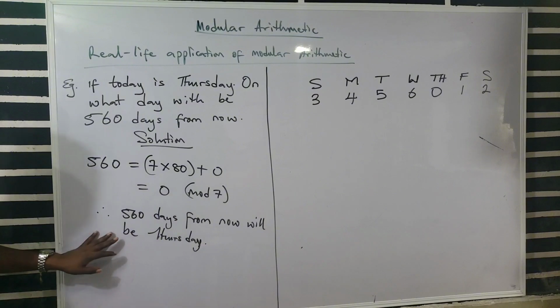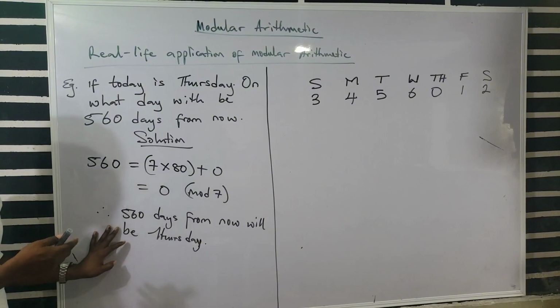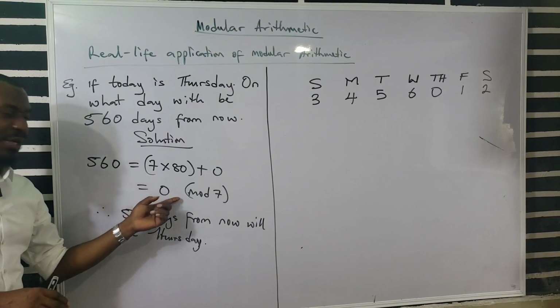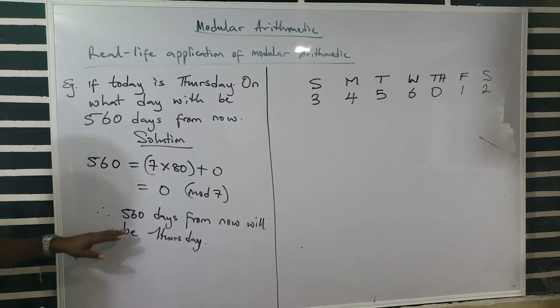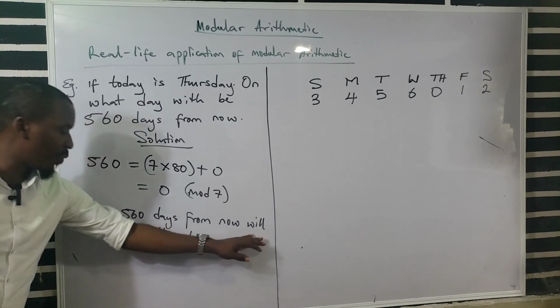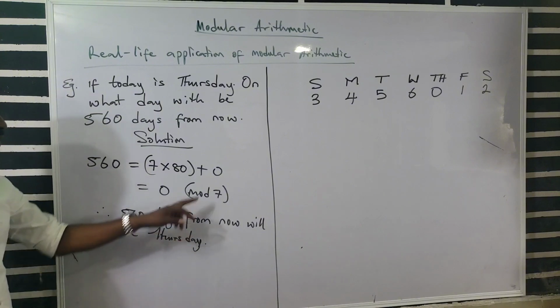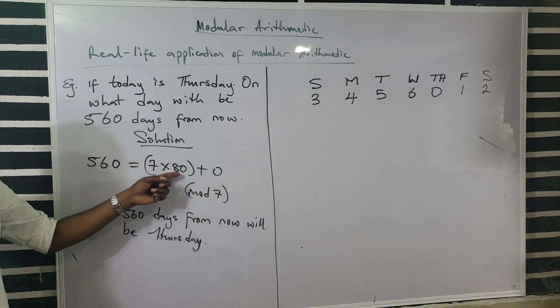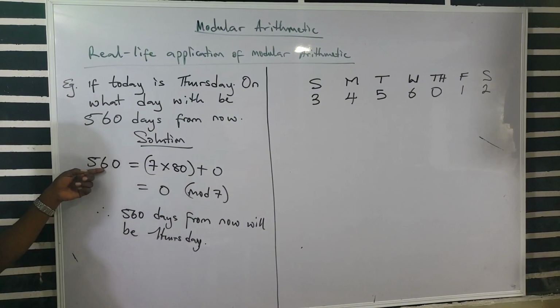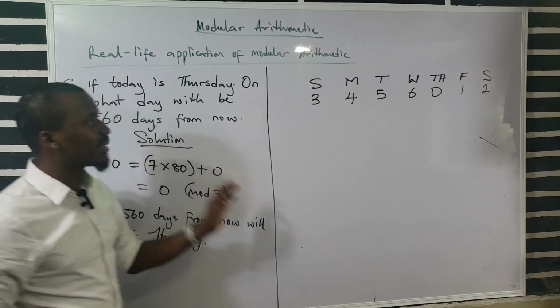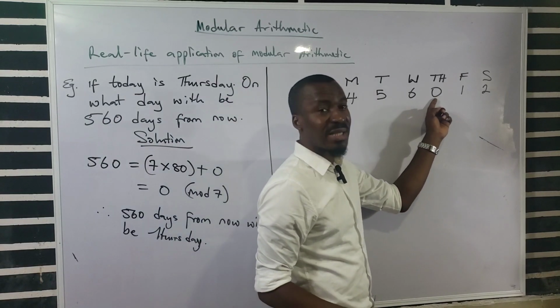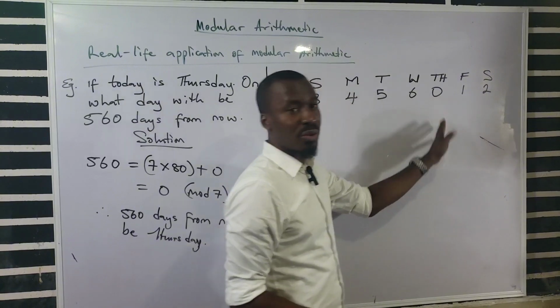Of course, it's a word problem, so you don't just get 0 and stop there. You need to conclude. You need to tell us what you have done. So 560 days from now will be Thursday, because we have 0, and 7 times 80 will give us 560. So there's no number remaining, which is 0, and the day that is represented as 0 is Thursday.